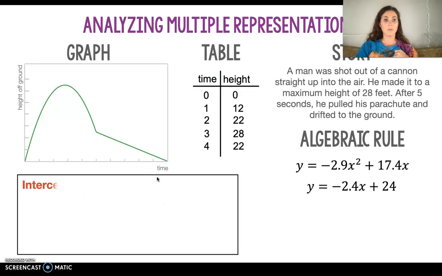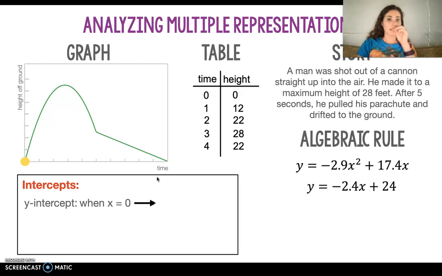We can also talk about the intercepts. So the y-intercept is always when x is equal to 0. On a graph, that's on the y-axis. So it would be that point right there. That's the point (0, 0). I can also see that same exact y-intercept if I'm looking at my table. I don't have to do any work.